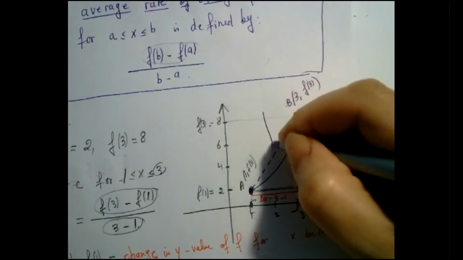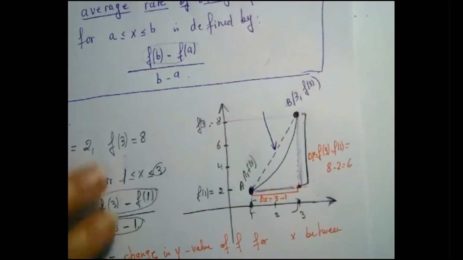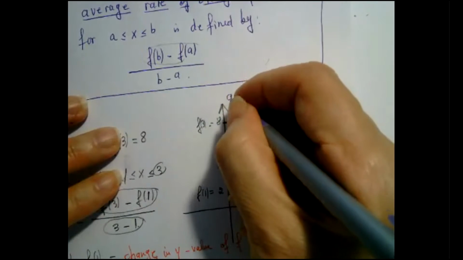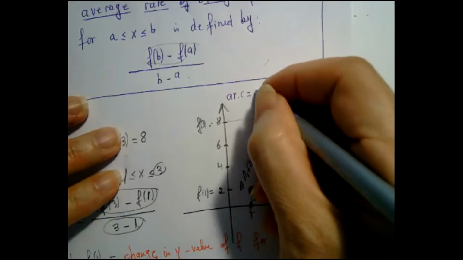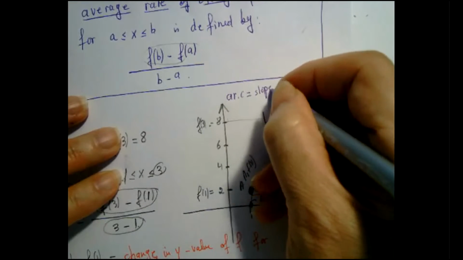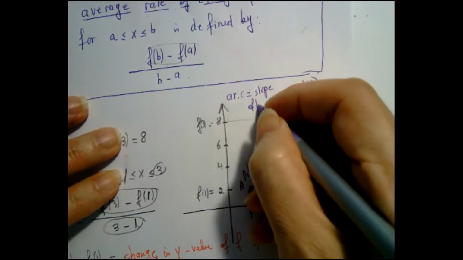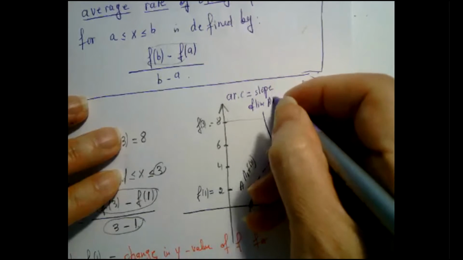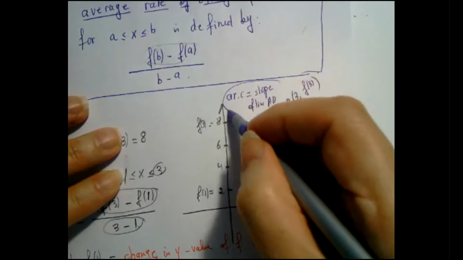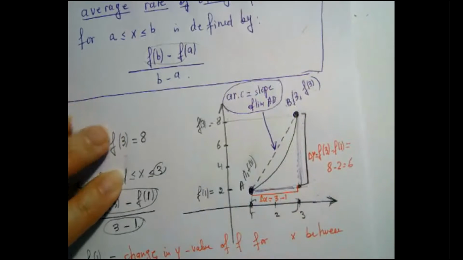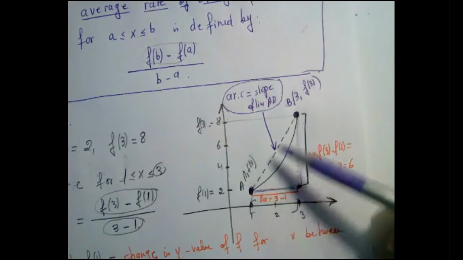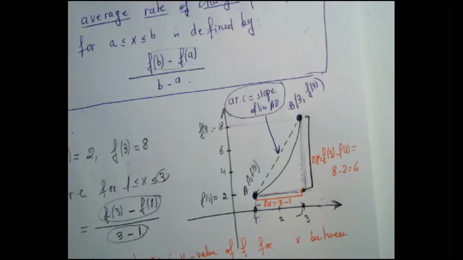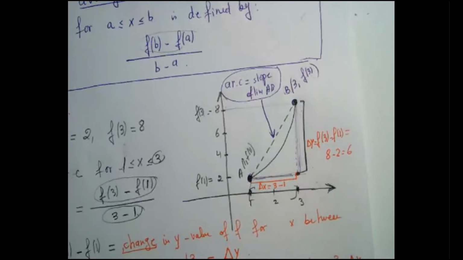So let's write this down on the picture here because you brought it up. The average rate of change is the slope of the line AB, or the dashed line in my picture. That's the average rate of change. You're absolutely correct. Please ask more questions.